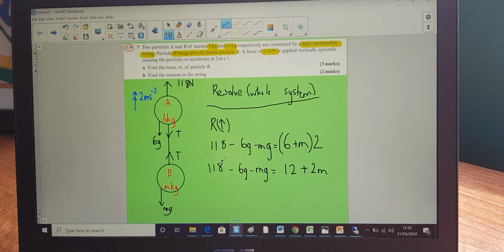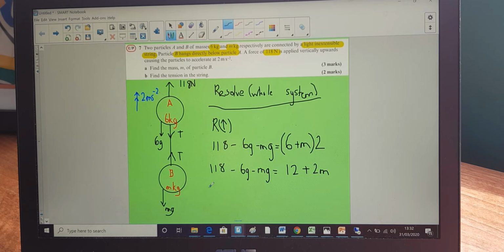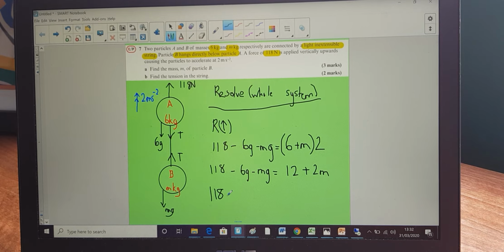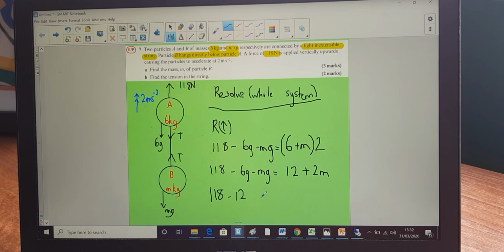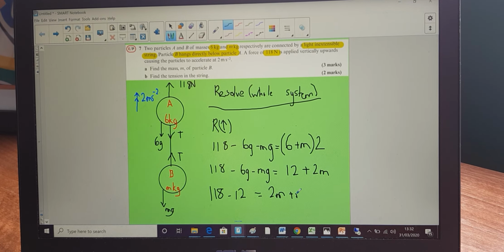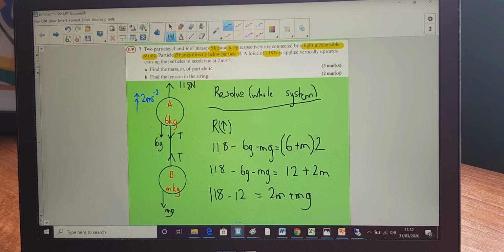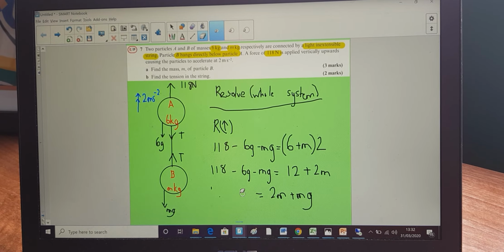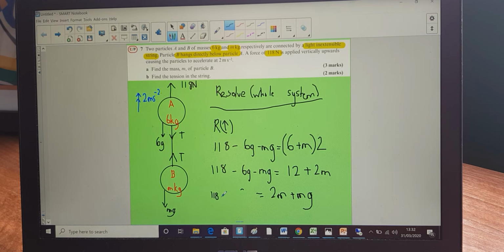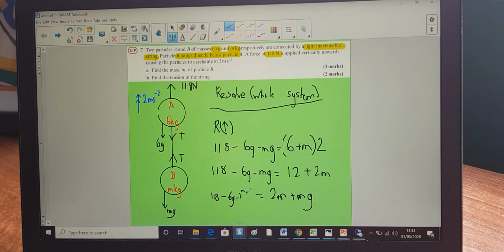Let's get all the m's on one side and everything else on the other. So I'll have 118 minus 12 is equal to 2m plus mg. Is that right? Oh, I've forgotten the 6g there, sorry. Let me do this again. Here we had 118 minus 6g minus 12. Yeah, okay.